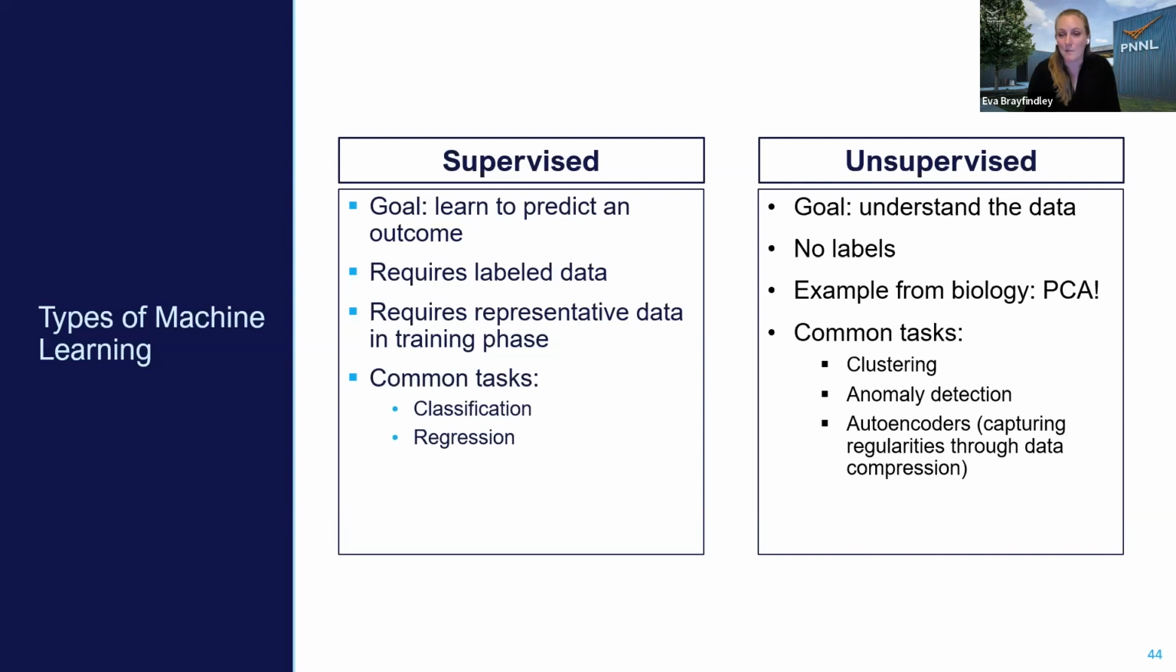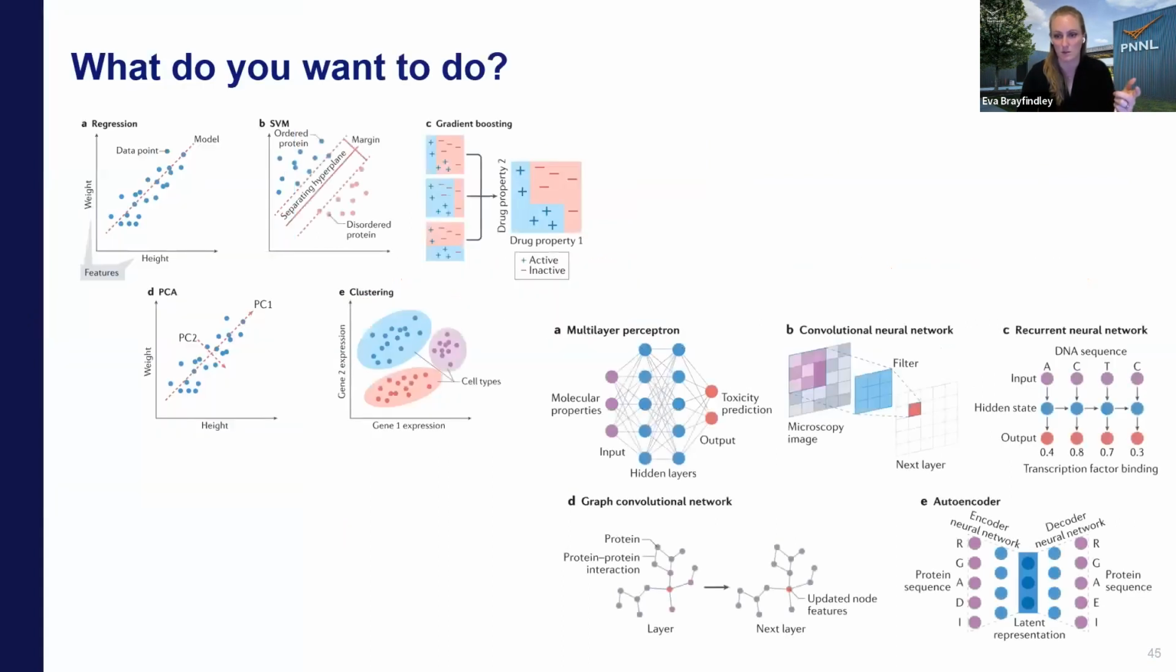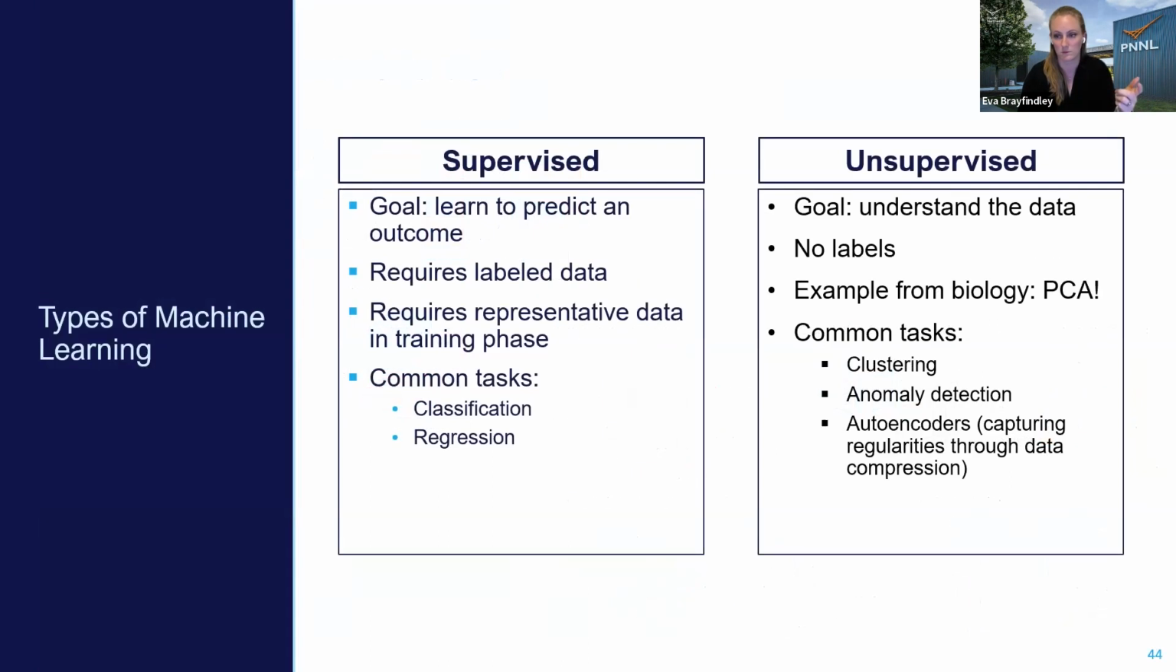One example that you'll see a lot in biology that you may or may not know is unsupervised machine learning is principal component analysis. So this is an unsupervised method where PCA is applied to basically highlight the variance in your data set and reduce the dimensions down to your features that have the most variance. Common tasks in unsupervised learning include clustering and anomaly detection, and some other more involved things like autoencoders that we are not going to get through today.